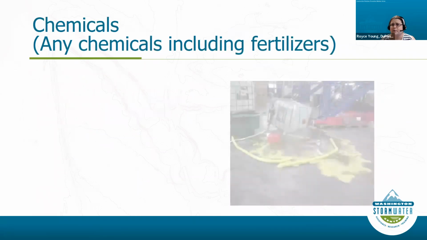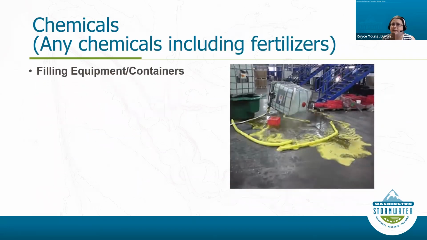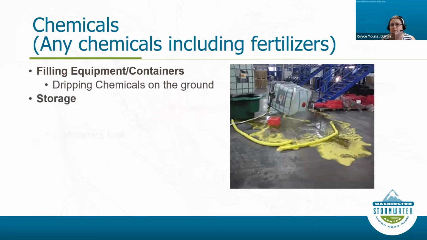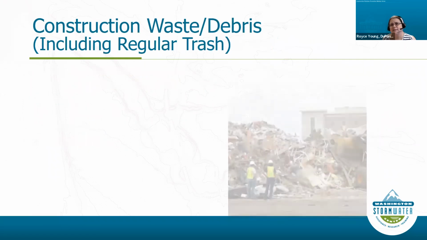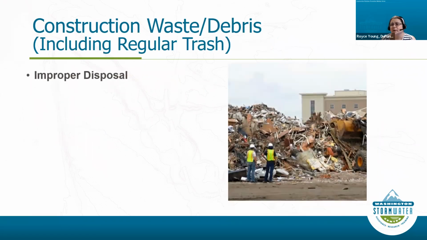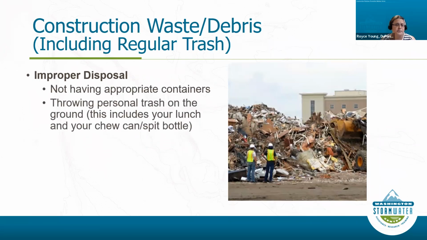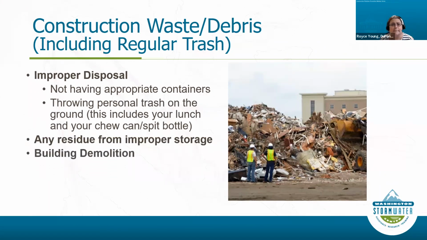Chemicals, any kind of chemicals, and even fertilizers, filling equipment and containers, dripping them on the ground, the storage of chemicals, containers leak, there's residue. These chemicals should be stored in secondary containment and covered. Leaks, spills. How about construction waste and debris? Improper disposal of the debris, not having appropriate containers. How about throwing your personal trash on the ground, like your lunch or your chew can or spit bottle? Any residue from improper storage, building demolition.